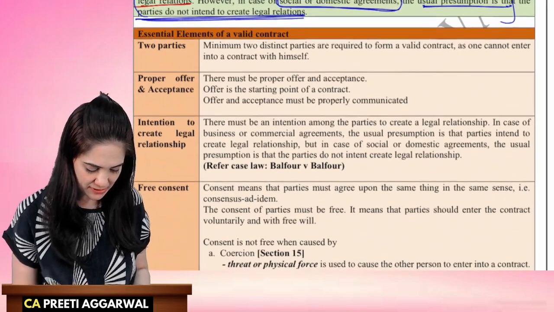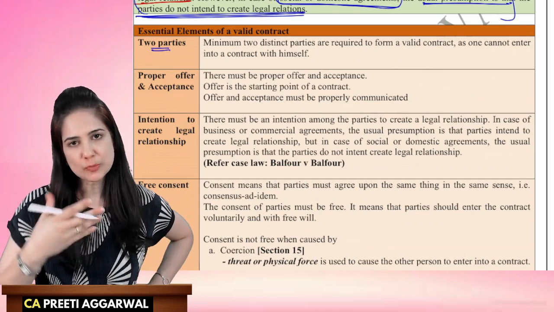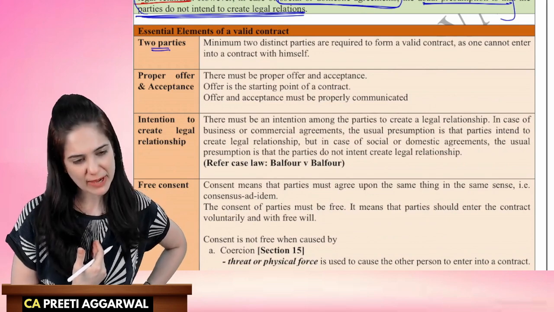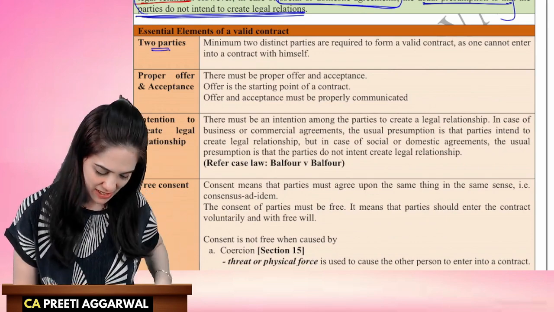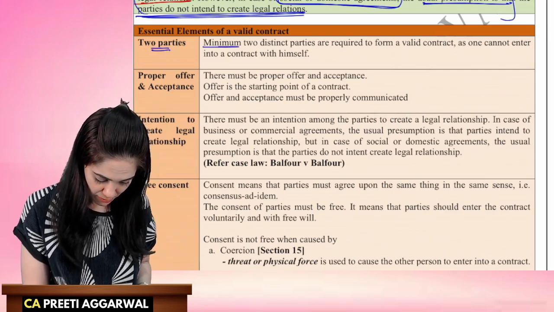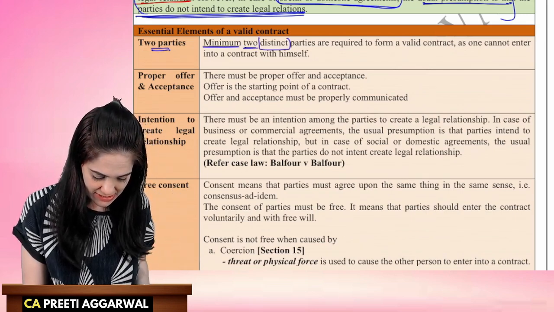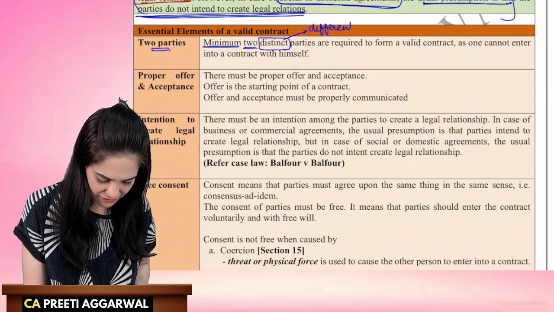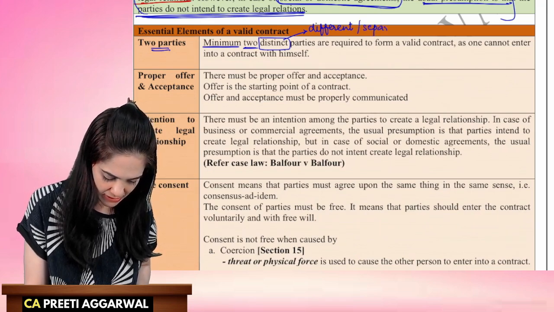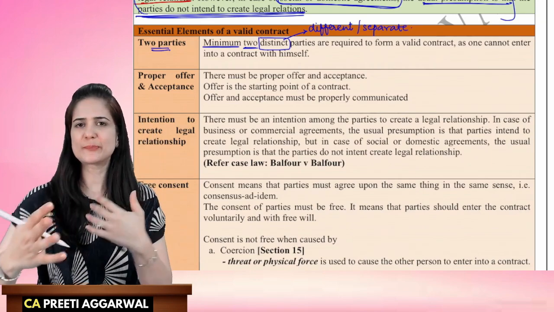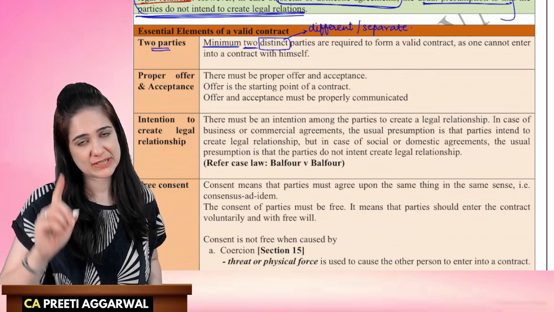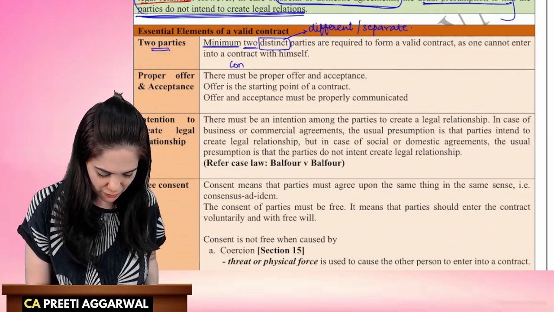Now, what are the essential elements? Firstly, I need two parties. I can't give the offer to myself. Will you buy a car? Yes, I will buy my own car. That's not possible, no? So I need minimum two distinct parties. Distinct means different, separate. I need two distinct, very separate parties. I can't give the offer to myself. Then there must be proper offer and acceptance. Wait. What is the equation of contract?